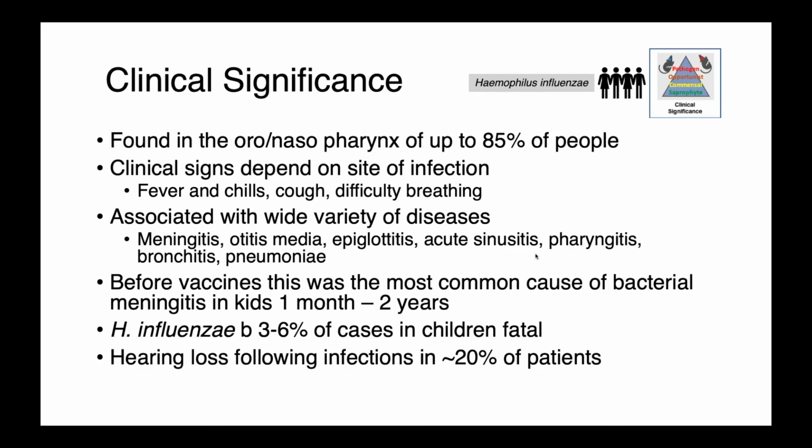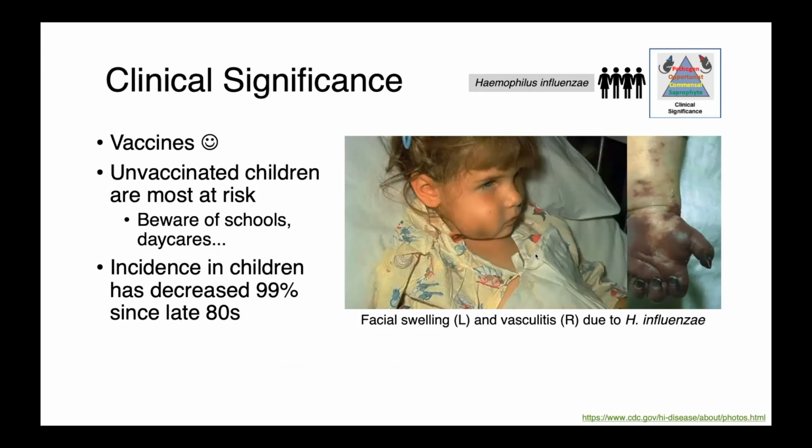This is a disease which fortunately we have vaccines available for, but before we did, it was actually the most common cause of meningitis in young kids, so from 1 month to 2 years old. And among these infections, there was a 3 to 6% case fatality rate, so very, very serious. Of those people who had Haemophilus influenzae infections and then recovered, hearing loss was frequently seen, so in up to about 20% of patients. Fortunately, like I said, we have vaccines, so this is really a great protective measure that's available.